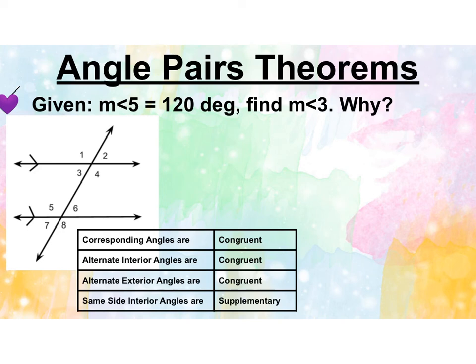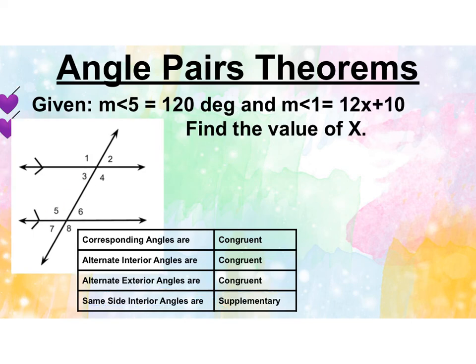I changed it. Now we're looking at angle 5 being 120, but we want to know what angle 3 is. Well, those are going to be supplementary, so angle 3 is going to be 60 degrees because those are same side interior angles. And now we're going to put a little bit of algebra in there. So we're back to angle 5 being 120. Angle 1 is 12x plus 10. Those are both corresponding, so they're congruent.